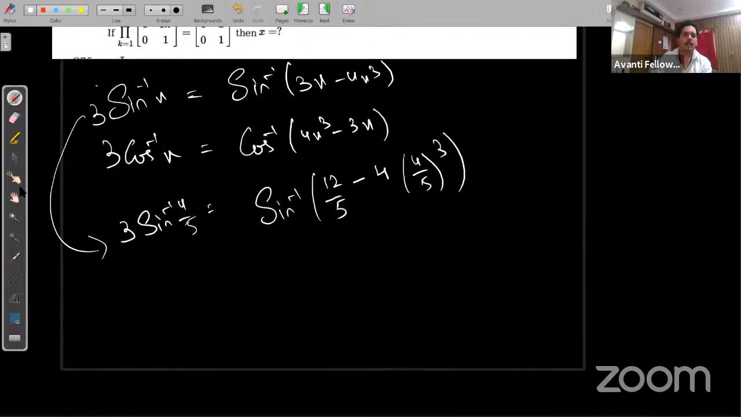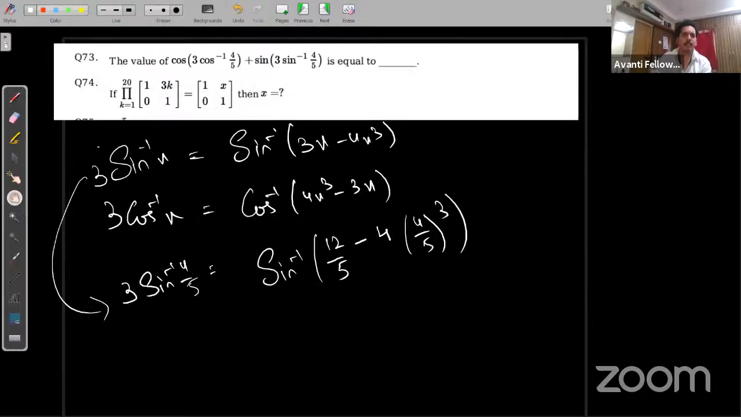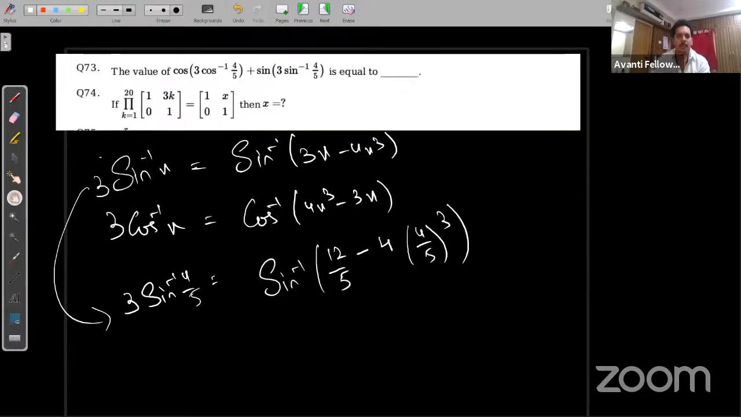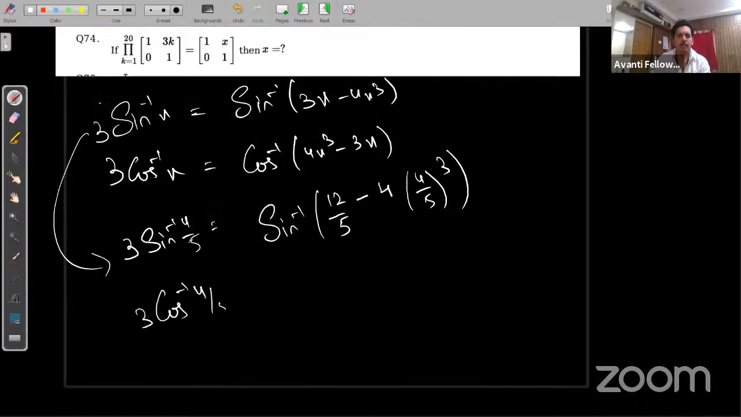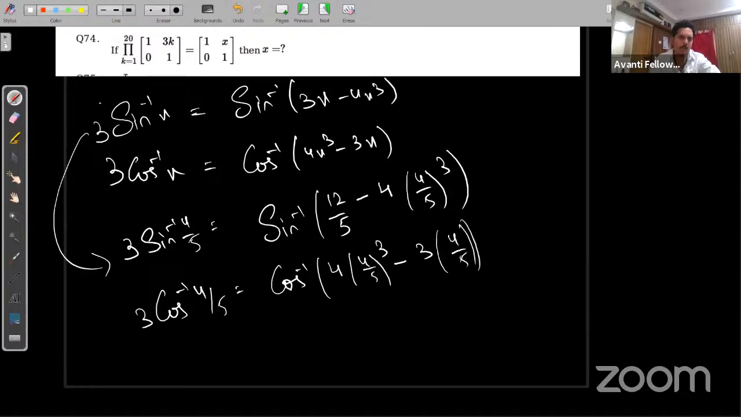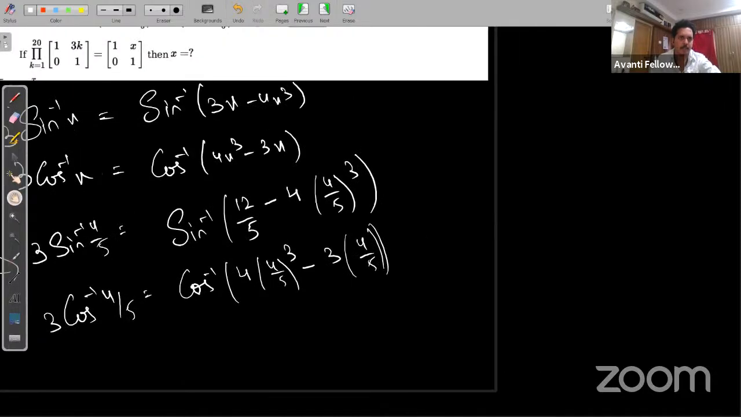The other one is 3 cos inverse of 4 by 5. And we also need 3 cos inverse of 4 by 5. So this one is cos inverse of 4x cube, 4 into 4 by 5 whole cube, minus 3x, 3 into 4 by 5. Now we just have to do the calculation part. That is equal to how much we are getting, guys?